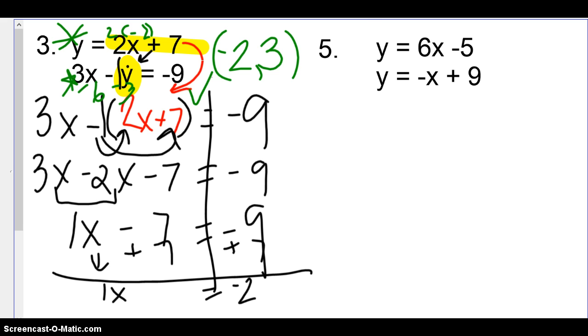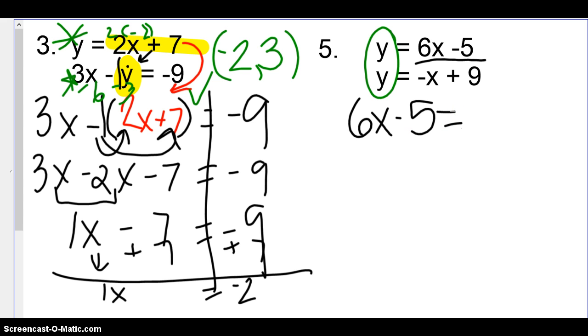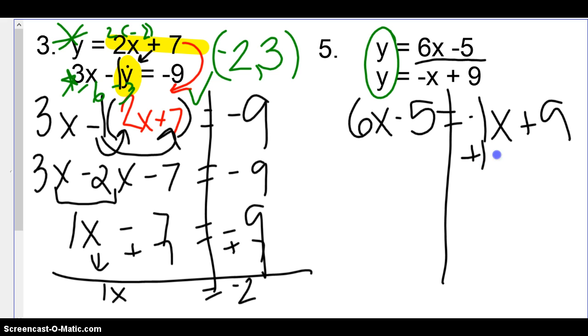Do you notice that both of them are set to y equals? If that's the case, would you agree with me that y is equal to y? Right. So what I'm going to do is set these two equal to each other, and several people said, that doesn't make sense to me. Well, watch. If I take this first y, 6x minus 5, that's equal to the second one because it's also equal to y, so negative 1x plus 9. Draw your line down. I'm going to get all the x's to one side, so I'm going to add this 1x to both sides.